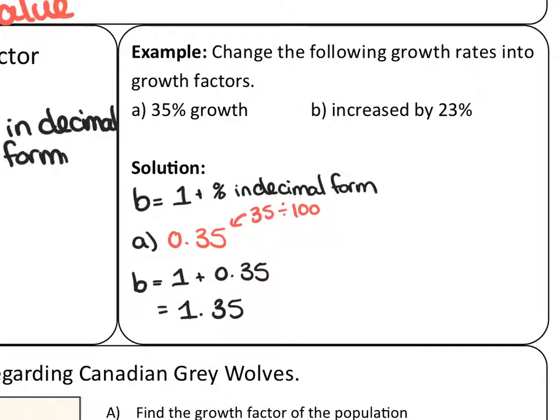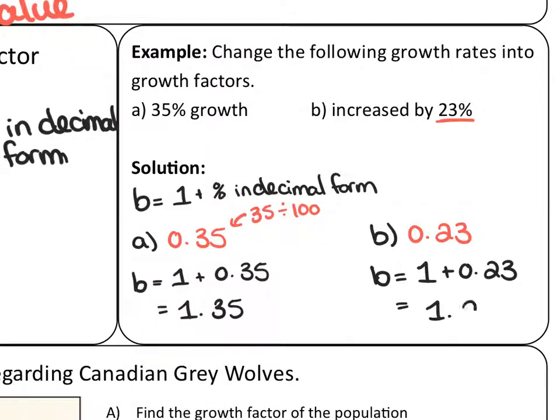Okay, same with B. Again, our percentage is 23%, so I'm going to change that to a decimal. And then I'll make my growth factor by adding that to 1. And in this case, we get 1.23. So those would be both the growth factors, which would go into your equation when we do an example.